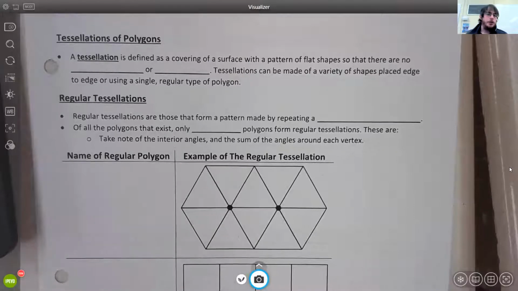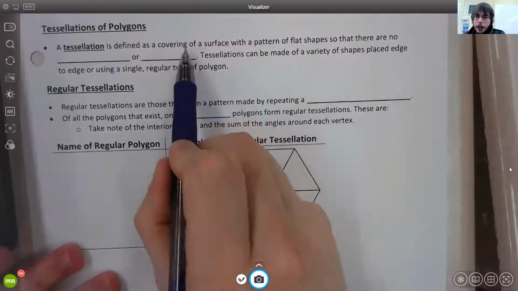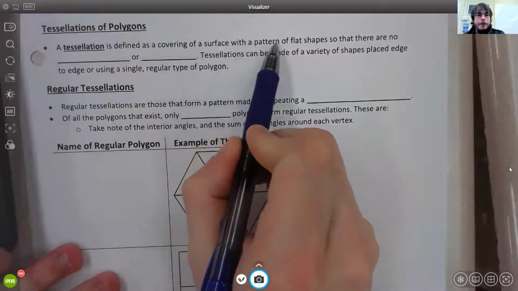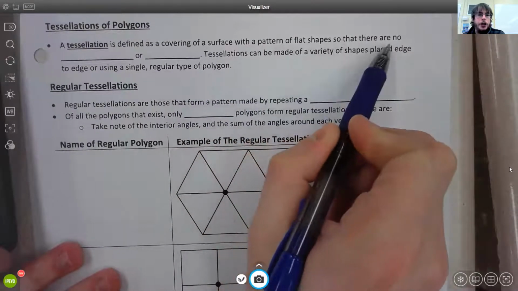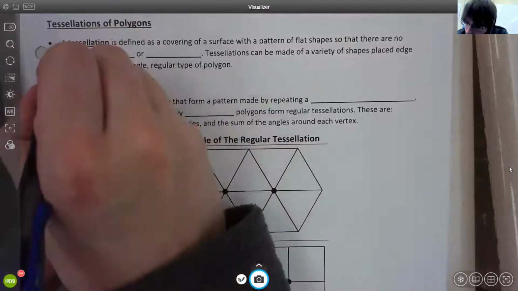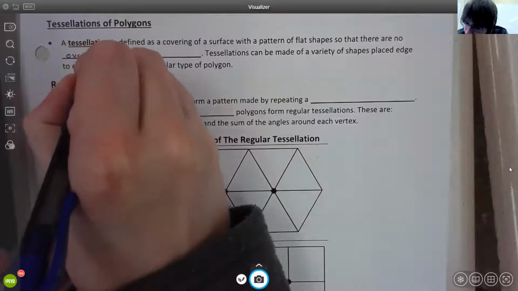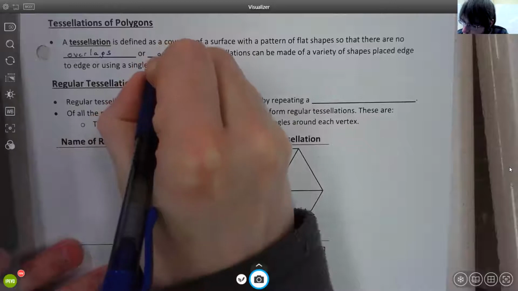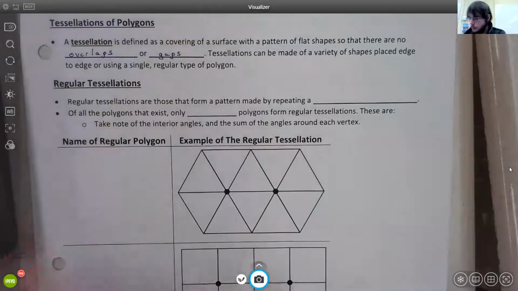Okay, so in art class you may have talked about what a tessellation was, but if you didn't, a tessellation is defined as a covering of a surface with a pattern of flat shapes so that there are no overlaps or gaps. No overlaps or gaps.